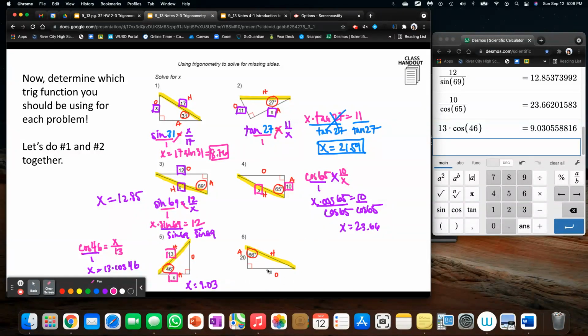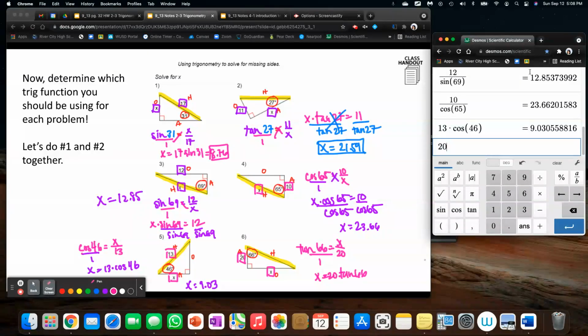And then this last example, solving for x, which is the opposite side, given the adjacent. OA, that means we're going to use tan. Tan reference angle equals opposite over adjacent since it's TOA, x over 20. Cross multiply, x times 1 is x, 20 times tan 66. We get 44.92.